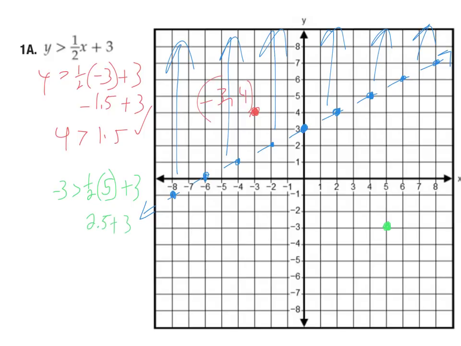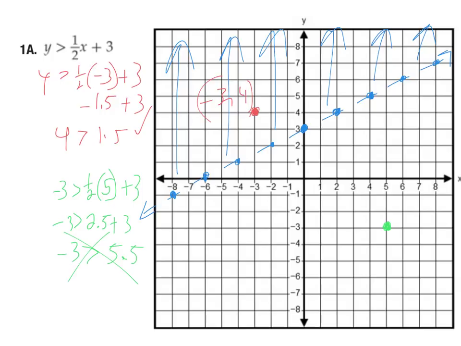Plus 3 is 5.5. And guess what? Negative 3 is not greater than 5.5, which is why we didn't shade that area. So the difference between an inequality and an equation is that with an equation, all the points on a line make the equation true, whereas here, every single point in that shaded half plane will make this inequality true.